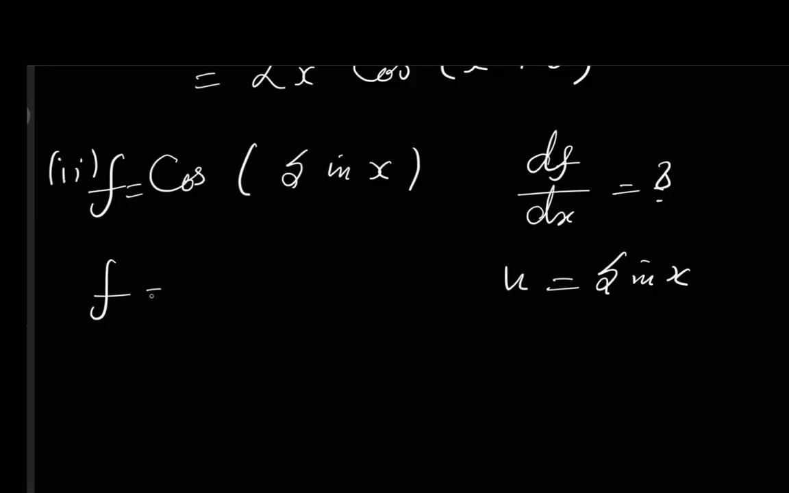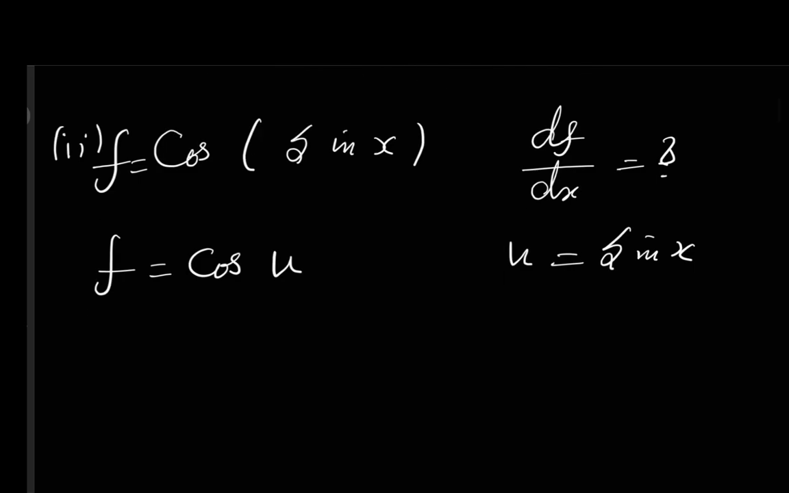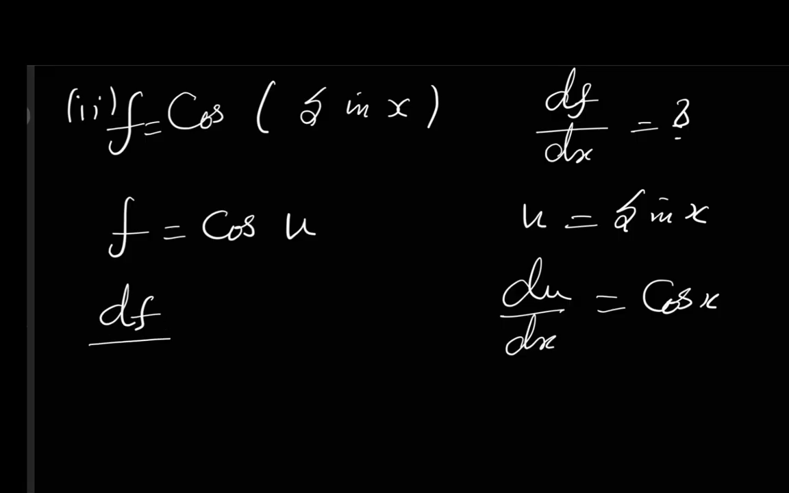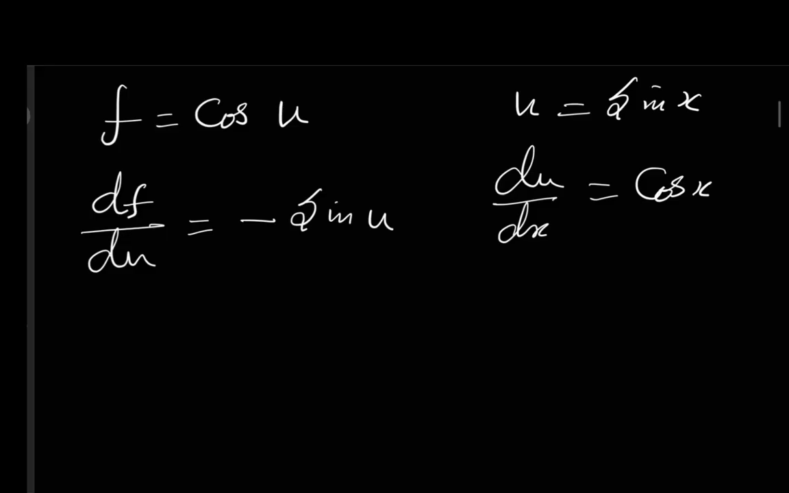Therefore our f becomes cos, replacing sin x as u, so cos u. So I can differentiate this u with respect to x. du by dx is cos x. I differentiate f with respect to u. df by du is minus sin u. The derivative of cos u is minus sin u.